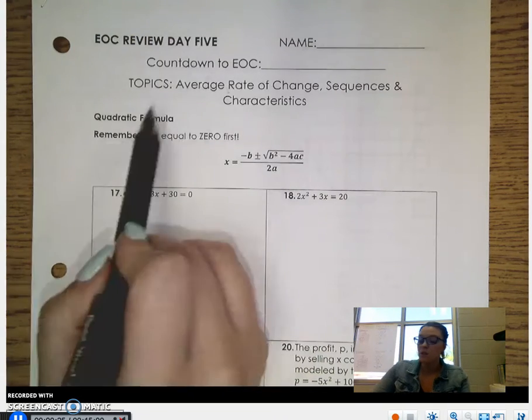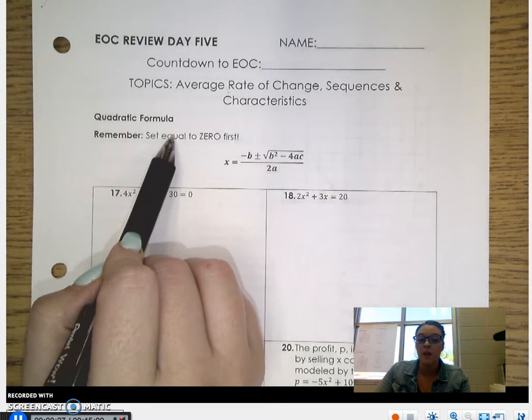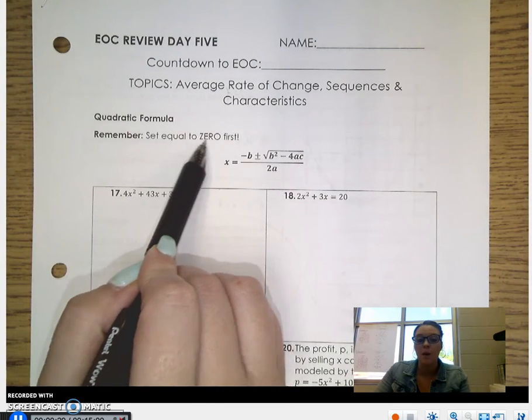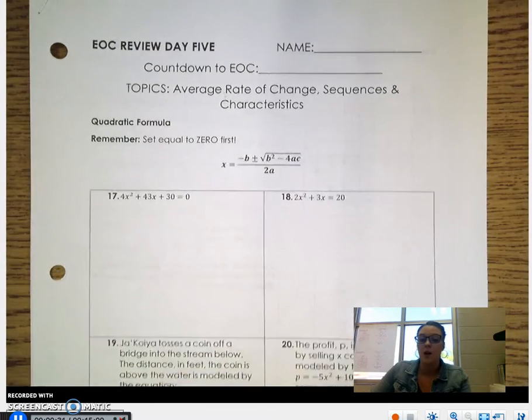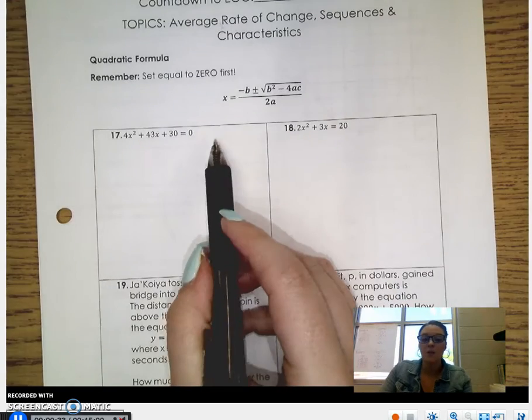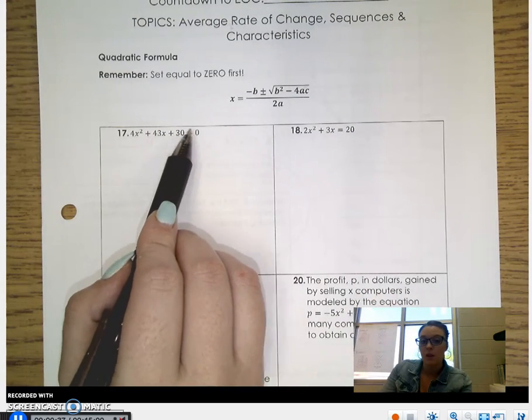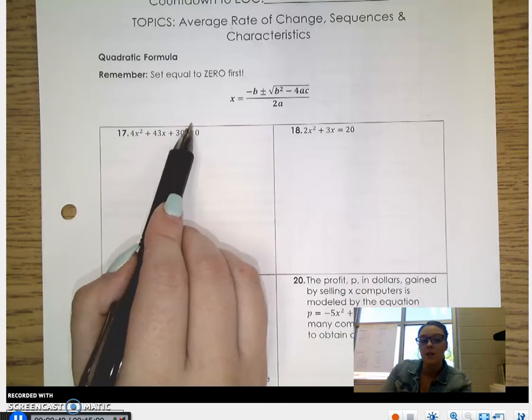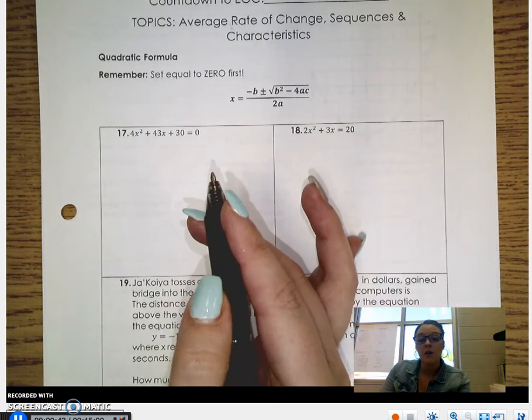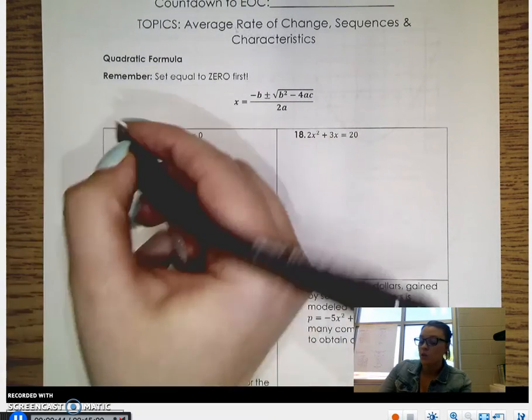So the first thing we're going to talk about is the quadratic formula, and you need to remember that your equation must be equal to 0 before you do anything. So if I'm looking at number 17, we have 4x squared plus 43x plus 30 equals 0. Because this is equal to 0, I can go ahead and start using the quadratic formula.